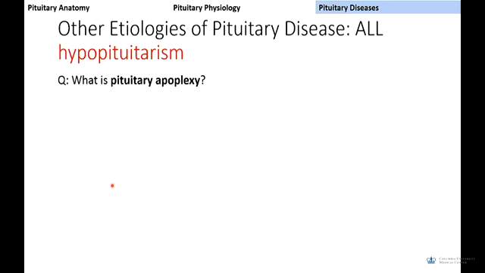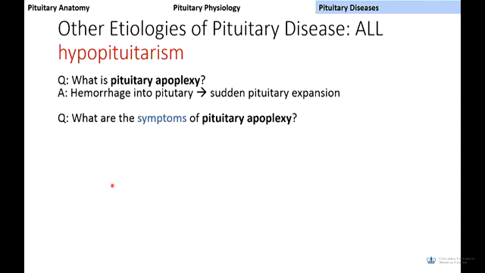One of them is pituitary apoplexy, and that's basically a hemorrhage into the pituitary gland. So you have sudden pituitary expansion leading to hypopituitarism. Symptoms of that, we have the space-occupying signs, so vision and cranial nerve abnormalities. So that's the bitemporal hemianopsia, and then 3, 6, and trigeminal problems, and then the headache.